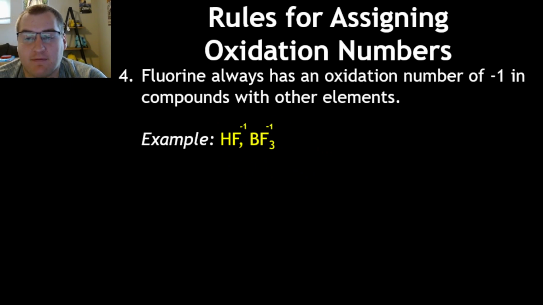Fluorine is a friendly example. It always is 1 minus. So fluorine is always 1 minus when it's bonded to other things. Nothing's going to override that fact. So in HF, the F must be 1 minus. In BF3, the F must be 1 minus.